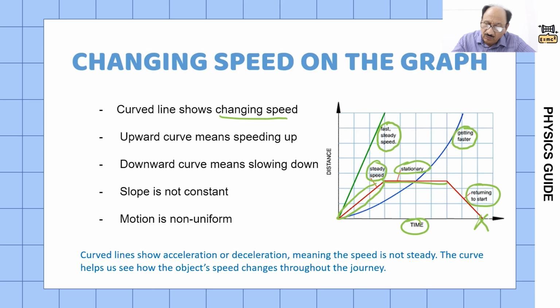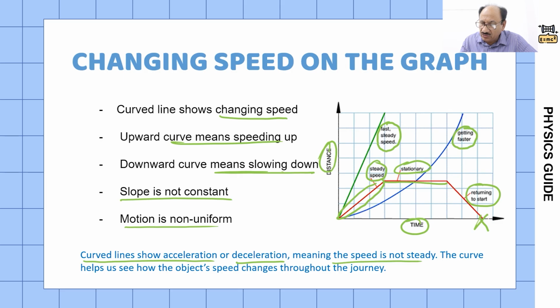So time is always on the x-axis, distance is on the y-axis. An upward curve means speeding up. A downward curve means slowing down, and the slope is not constant. So motion is non-uniform. If the slope is not constant, then motion is not uniform. Curved lines show acceleration or deceleration, meaning the speed is not steady. The curve helps us see how the object's speed changes throughout the journey.